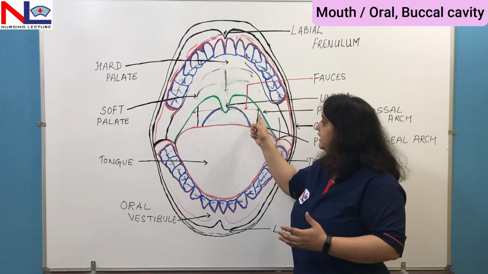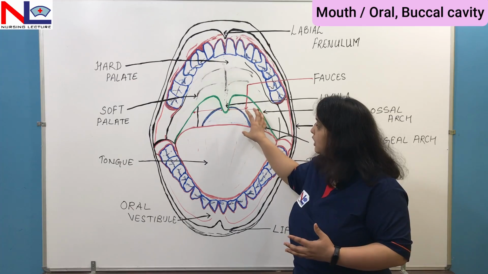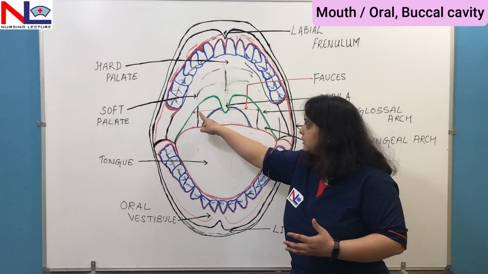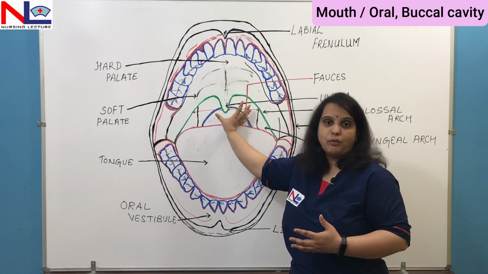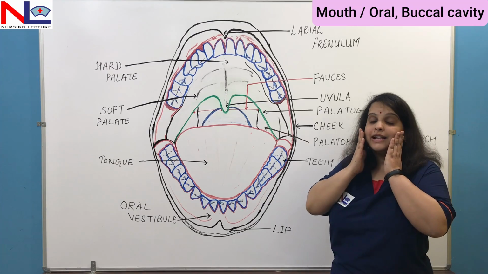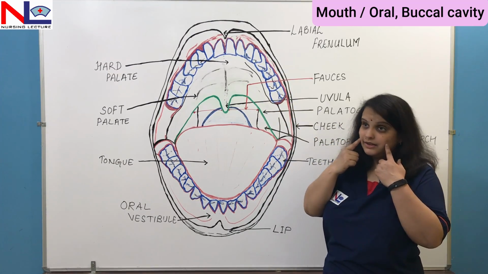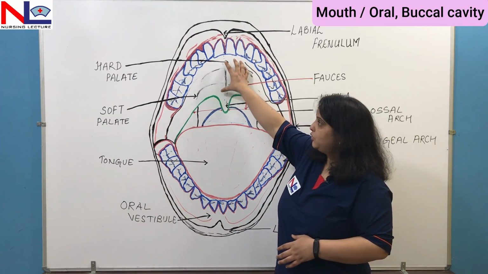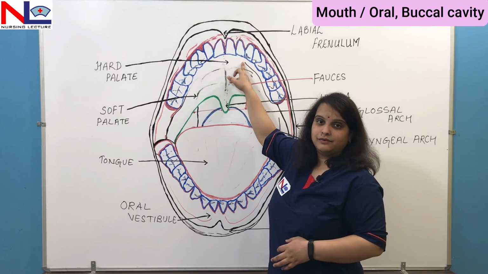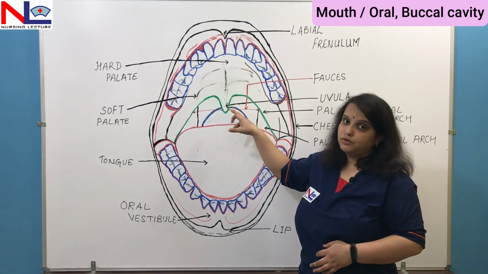Then posteriorly it opens directly into the oropharynx. The opening which lies posteriorly is called the fauces. Then on the lateral aspect of the oral cavity proper are the cheeks. And on the superior aspect, you can see the hard palate, which is slightly anterior, and the soft palate, which is lying posteriorly.